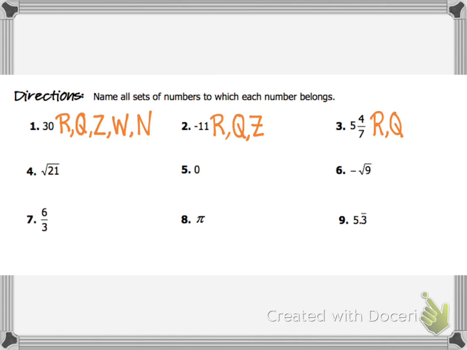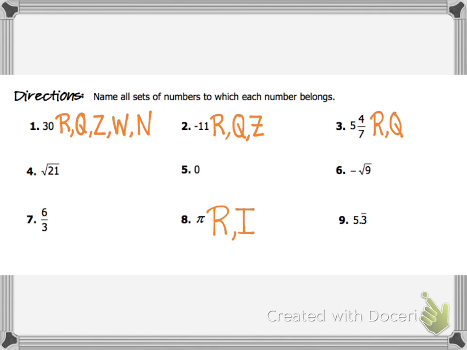Now let's jump down to number 8. Pi. 3.14159, and so on, goes on forever. It is a real number. It is an irrational number, so I use an I to represent that. Now, since it's irrational, I cannot even ask about any of the other classifications. It can only be real and irrational if it is an irrational number.